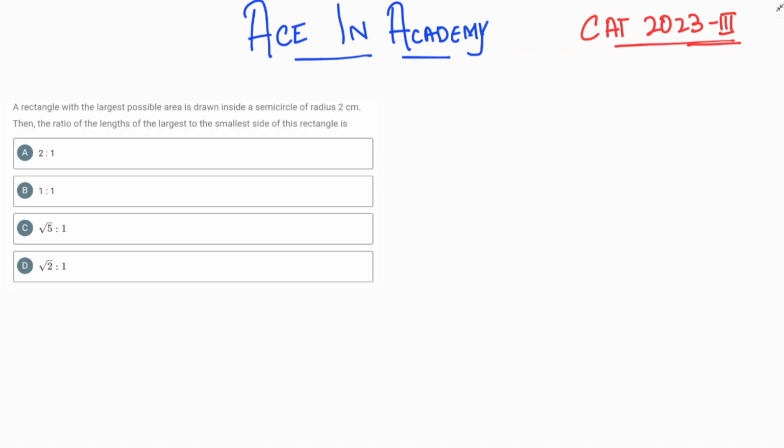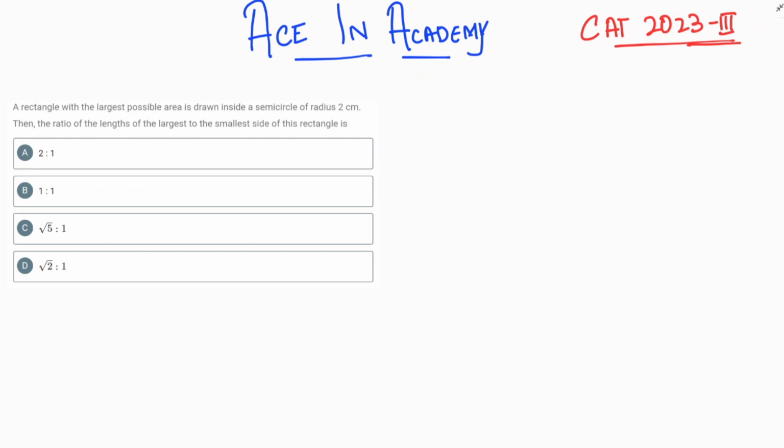So as you can see from the title of this video, in this video we'll solve another good question from the topic of geometry, and the question has been taken from the CAT 2023 exam slot 3. Now the question is as follows. A rectangle with the largest possible area is drawn inside a semicircle of radius 2 cm. Then the ratio of the lengths of the largest to the smallest side of this rectangle is.